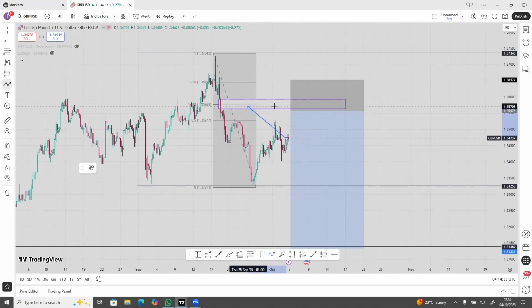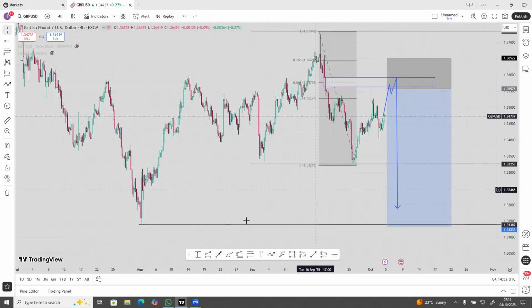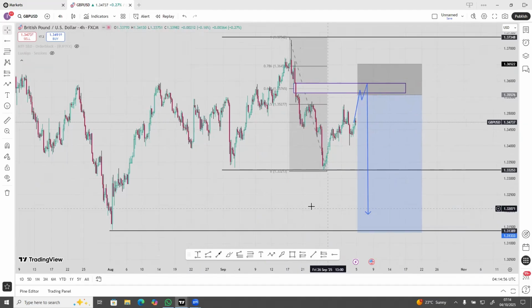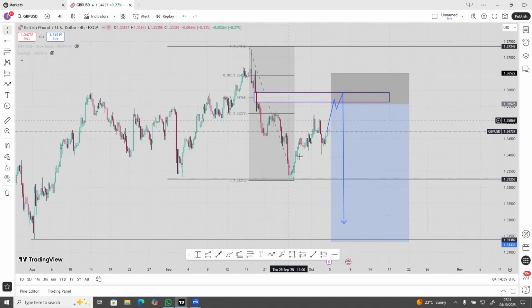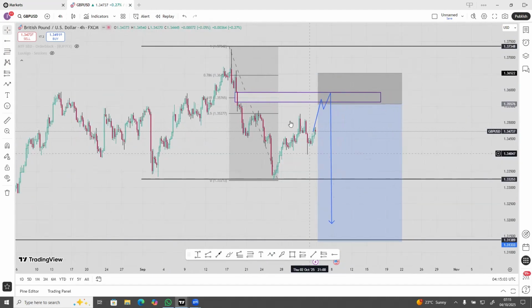Also, that FVG validates this optimal entry. We have FVG, we have inducement, so we have to wait for price to sweep that inducement, and it may react on that FVG. Wait for confirmation, and then you can short this price toward the monthly CRT low. Okay, so that is it on GBP USD.